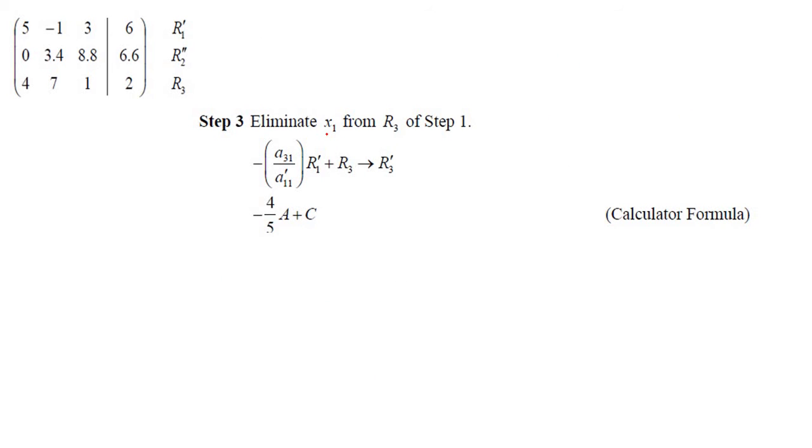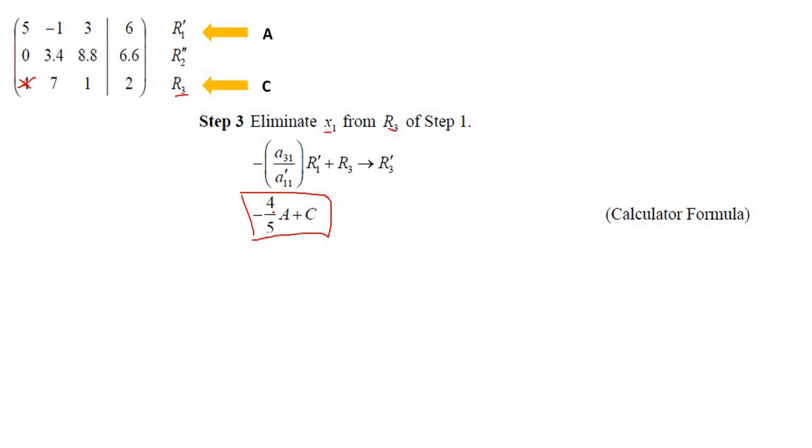The third step, we would like to eliminate x1 from R3, which means row number 3. So we would like to eliminate this one. We will use this formula. And remember, you can rename it in the calculator: R1 prime is A and R3 is C. So we will use these 2 values, and we will have this one.